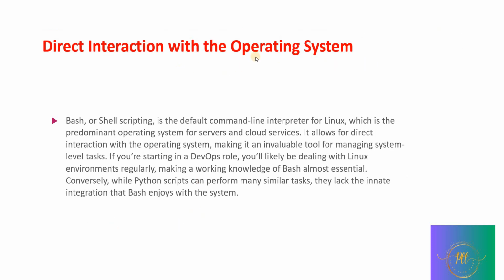Here, direct interaction with the operating system. The direct interaction with the operating system is Bash or shell scripting. It's the default command line interface for Linux. Basically, when we install the Linux operating system, Bash, I mean the shell, is installed by default. So it allows direct interaction with the operating system, making it an invaluable tool for managing system-level tasks. If you are starting into a DevOps role, you are likely to be dealing with a Linux environment.